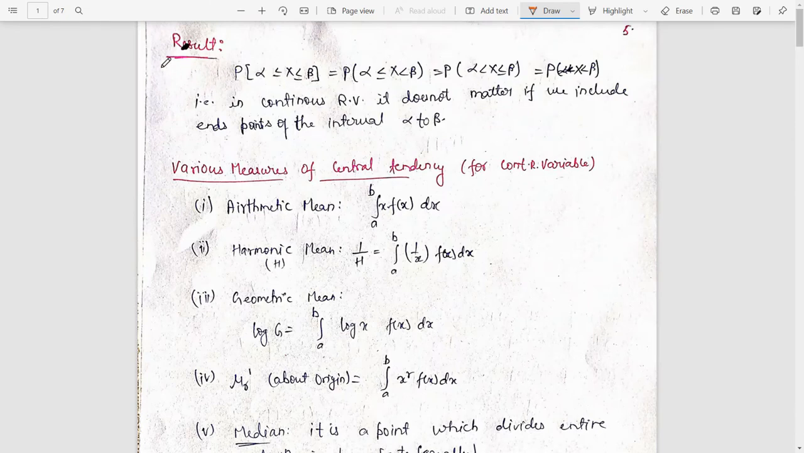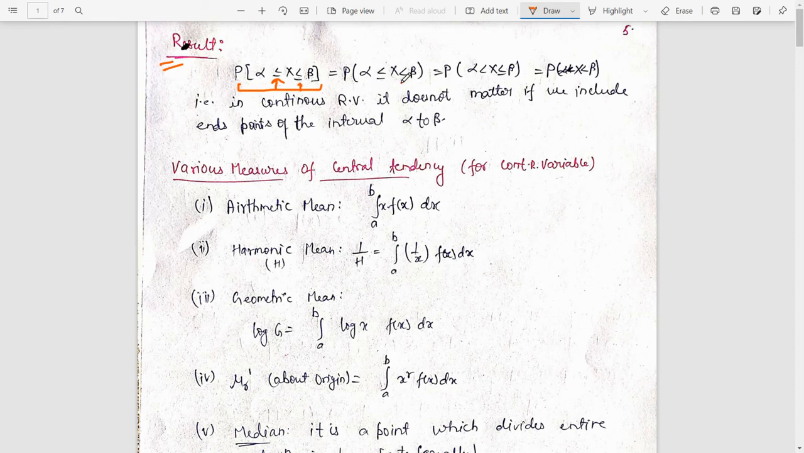One of the important results here is this: let's say x is a random variable and you want to find the probability that x is less than alpha, or the probability that x lies between alpha and beta. Here, let's see the cases with the equal-to signs. Here both have equal-to signs.